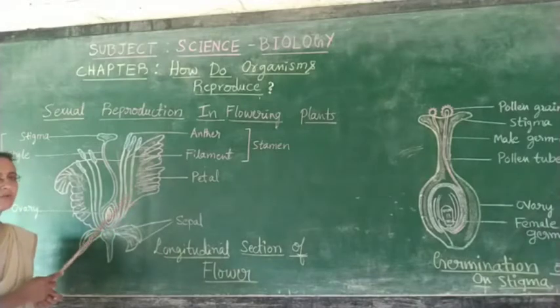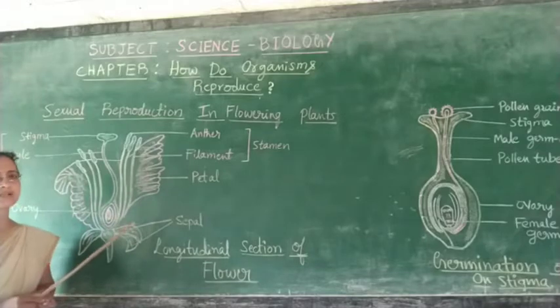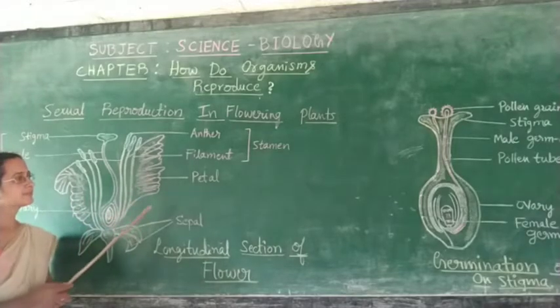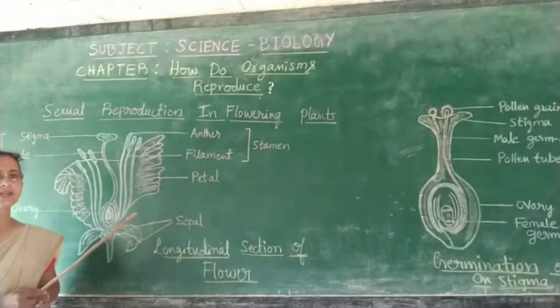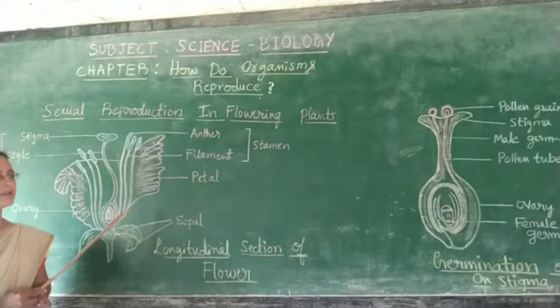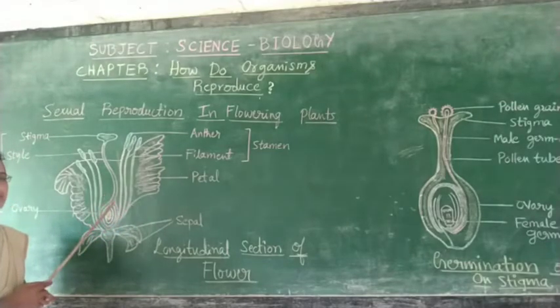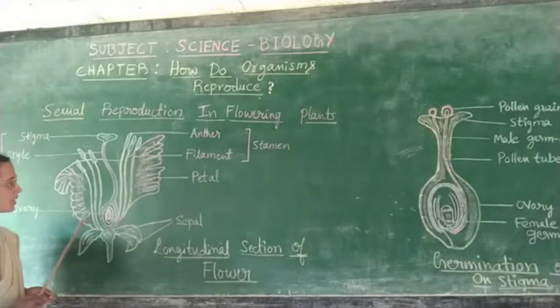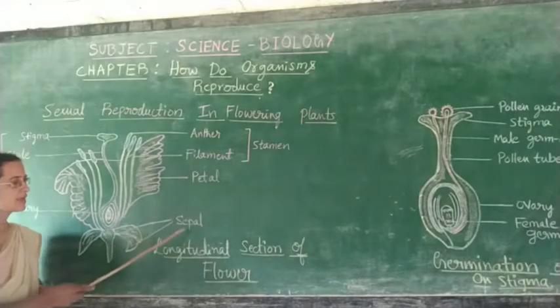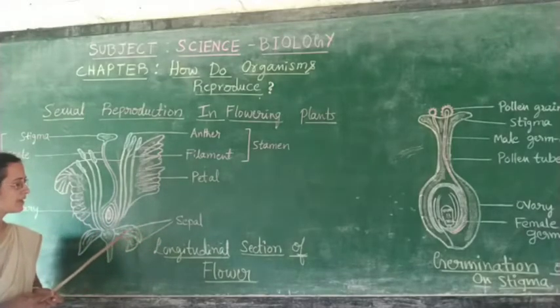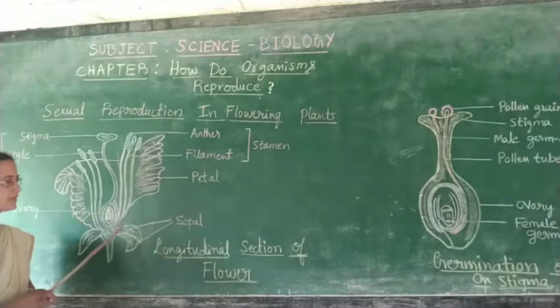Coming to the third whorl of the flower, it consists of colorful petals. These petals help in attracting the insects which help in pollination. The outermost whorl consists of sepals. Sepals are the ones which protect the flower.